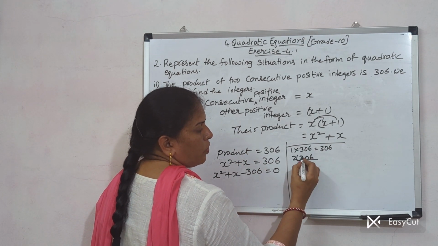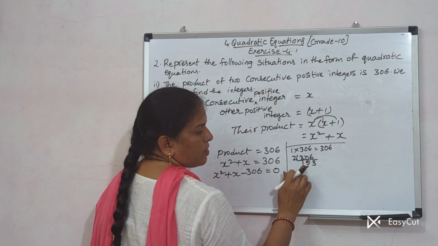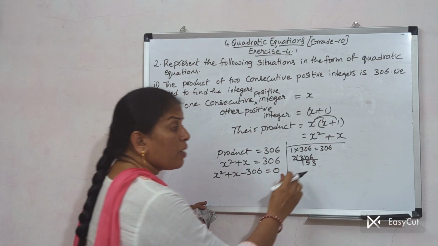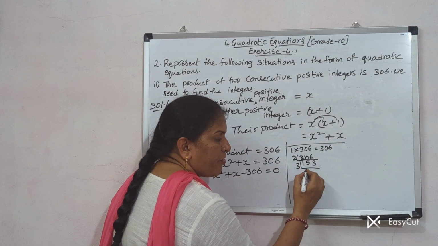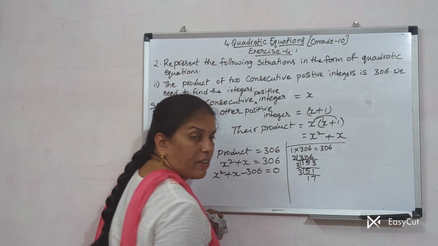Easy. 2 1s are 2. 3 minus 2 is 1. 2 5s are 10. 2 3s are 6. Okay, the 3 table divides. 3 5s are 15. 3 1s are 3. Again it divides in the 3 table. 3 1s are 3. 3 7s.